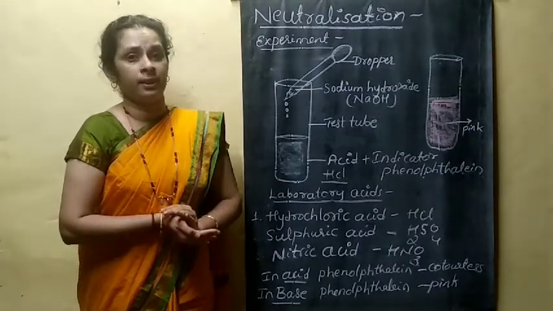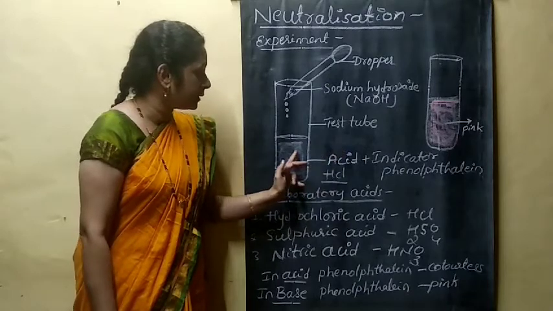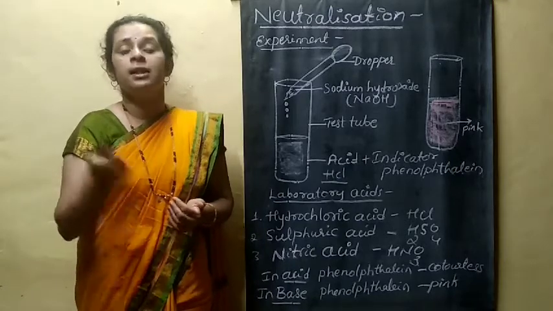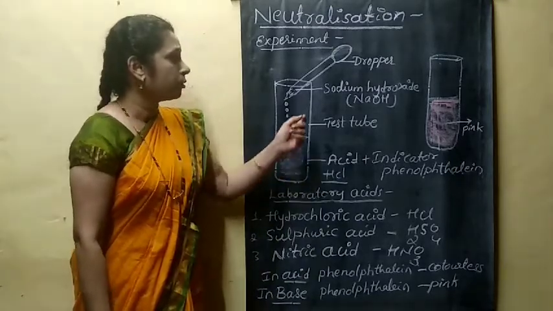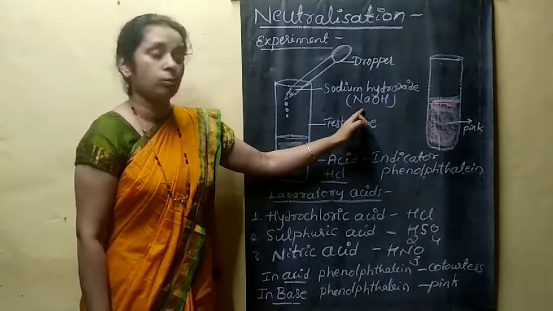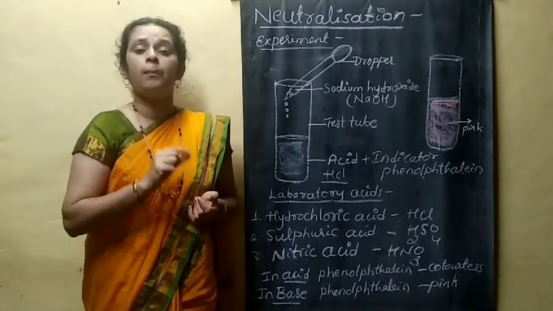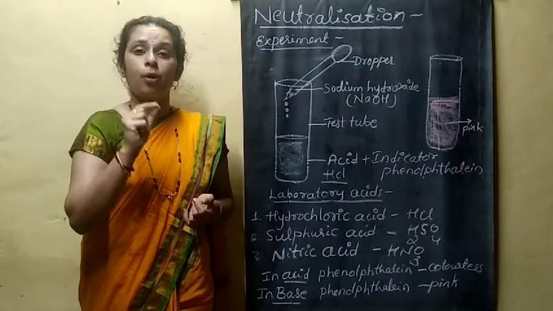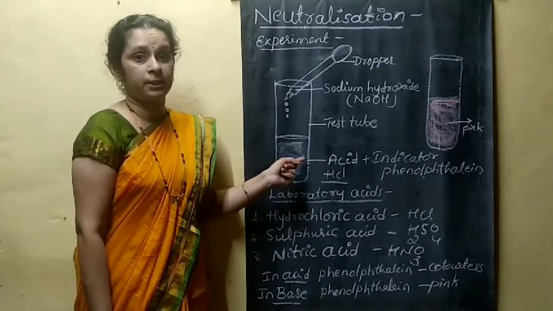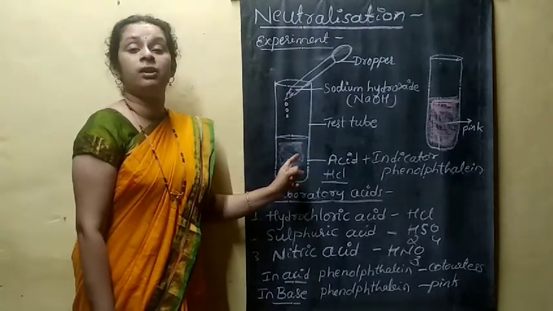Phenolphthalein indicator is colorless, first of all, and the acid is also colorless. When phenolphthalein is in acid, it will be in a colorless state. And then what you have to do? You take sodium hydroxide solution, that is a base. The formula is NaOH. You take the sodium hydroxide solution and add it with the help of a dropper, drop by drop, to the acid present in the test tube, and you notice the color.